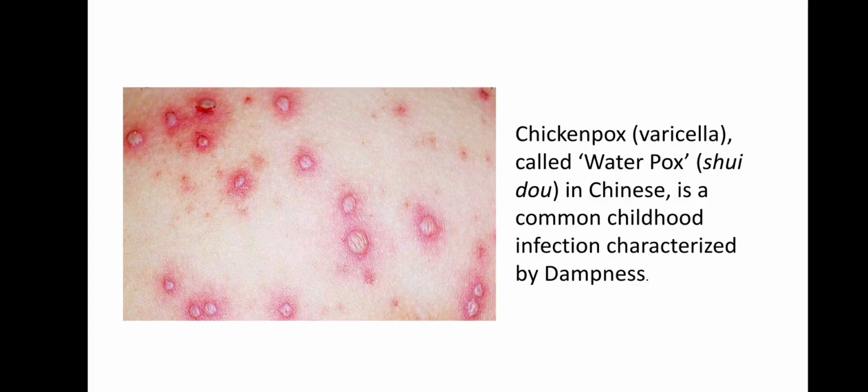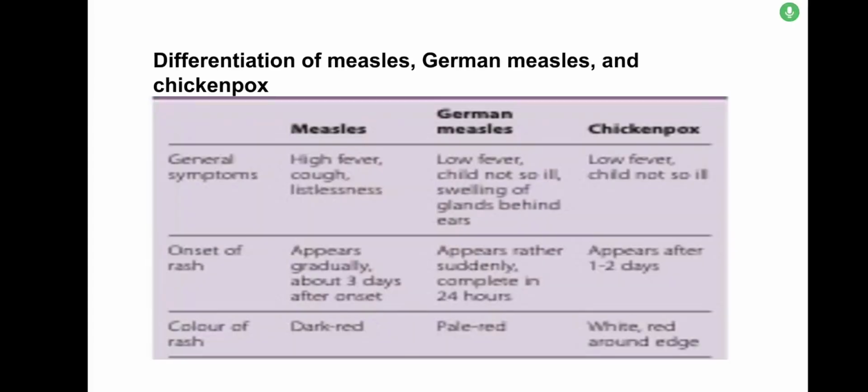Chickenpox, called waterpox in Chinese, is a common childhood infection characterized by dampness. Here we can see the differentiation of measles, German measles, and chickenpox. The general symptoms of measles are high fever, cough, and listlessness, while German measles will have a low fever, but the child will not feel so ill, but there will be swelling of the glands behind the ears.